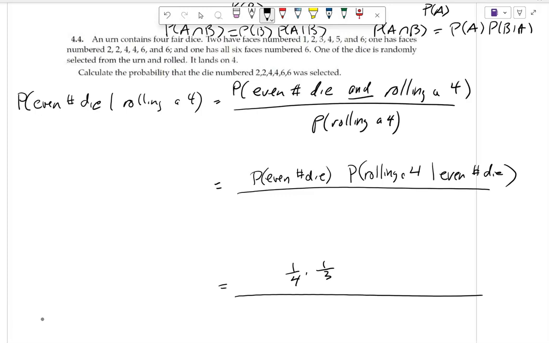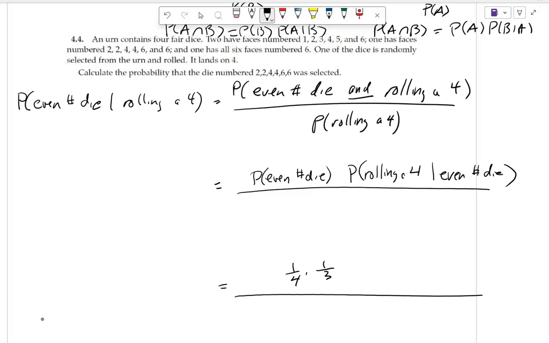Did you draw a regular die? Did you draw the even number die? Or did you draw the die that has all 6s on it, right? Did I draw a regular die, or did I draw the even number die, or did I draw the die with all 6s? I've split it up into cases. I've split it up into mutually exclusive cases, right? So if I roll a 4, there's only 3 possible ways to do that, right?